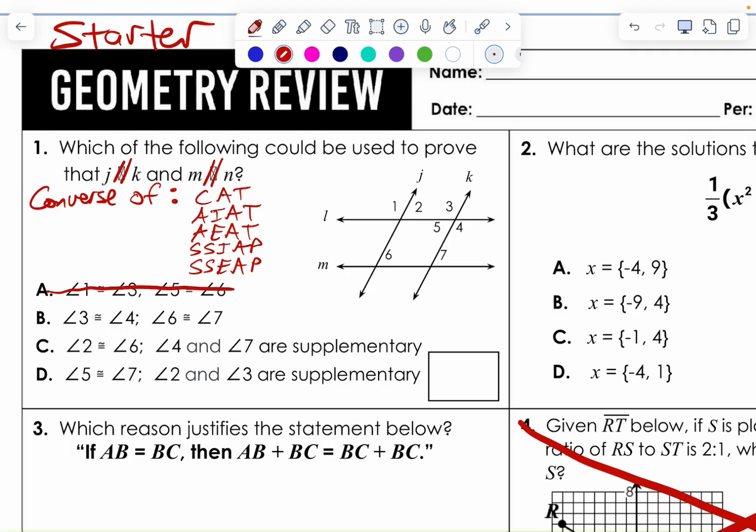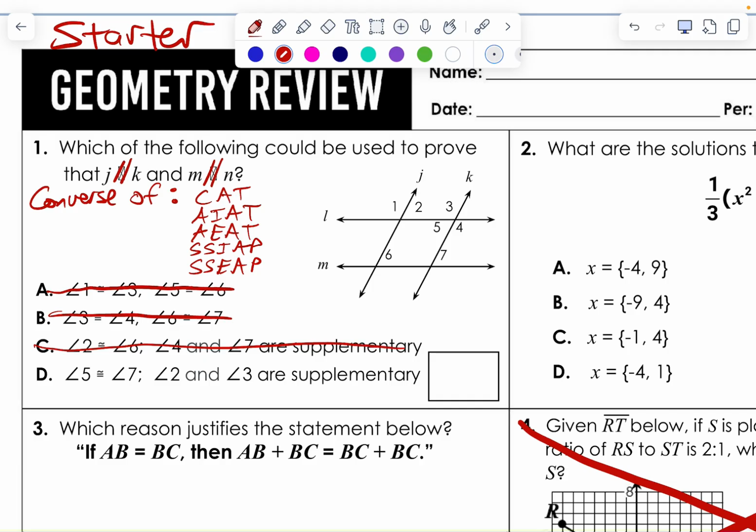So those won't work. Different transversals. Okay, and then if we prove 3 and 4 are congruent, those are vertical angles. Those are always congruent, so those don't even matter. Okay, if we prove 2 and 6 are congruent, that does prove 2 lines are parallel. Which ones are they? L and M, yep, by converse of the corresponding angles theorem. And then if 4 and 7 are supplementary, that is true.